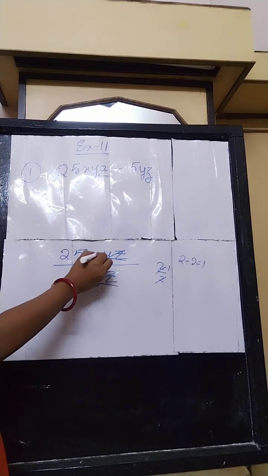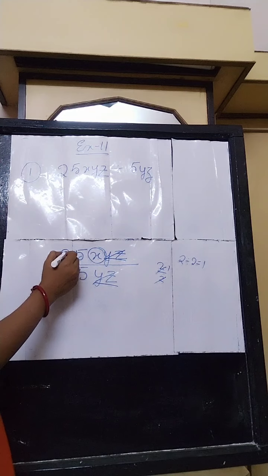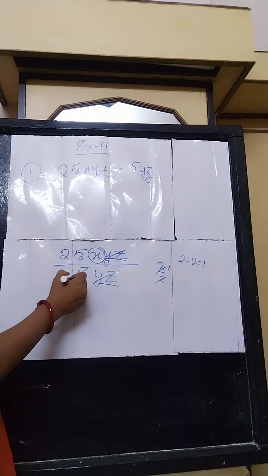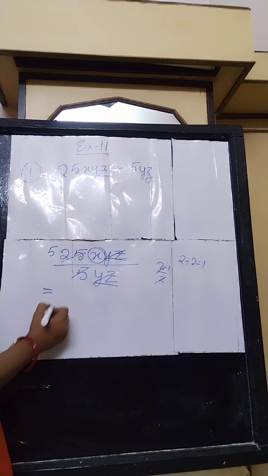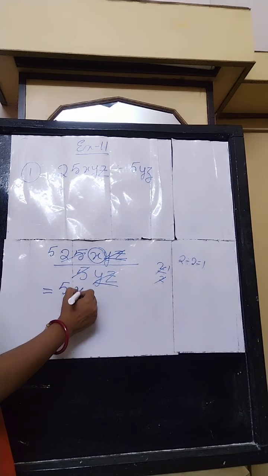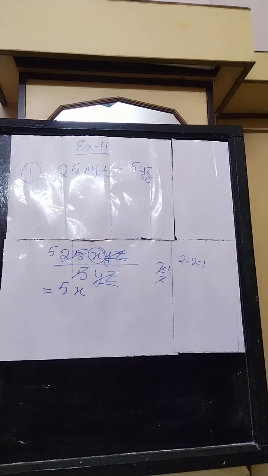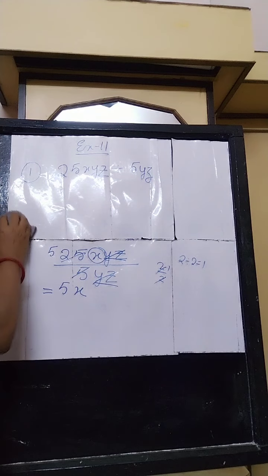x is the only variable remaining in the numerator. And 25 can be divided by 5. 5 5s are 25. So ultimately what is remaining in the numerator is 5x. So 5x will be the answer of the first division given in the book. Let's see another division.